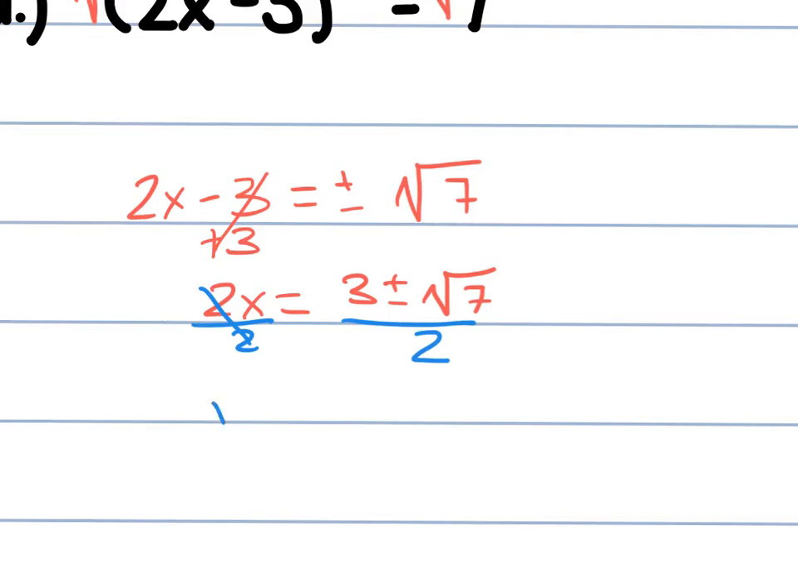And we get x is equal to 3 plus or minus the square root of 7, divided by 2. And notice that the 3 and the 2 can't cancel out. They're both outside numbers. They can't cancel out. There's nothing to reduce there.